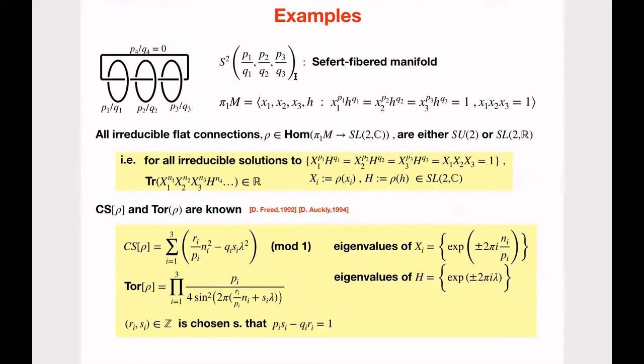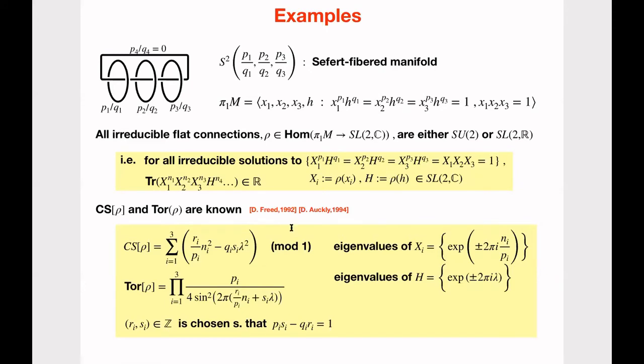As I mentioned, this three-fiber Seifert manifold satisfies this topological criterion, and all these manifolds give some topological field theories. One nice thing is that there is a very explicit formula for the Chern-Simons invariant, and the torsion invariant is known. So if you solve this homomorphism from the holonomy matrices, you can easily compute the Chern-Simons invariant of the flat connection and the adjoint torsion of this flat connection very explicitly using this known formula. So this example is very good, in the sense that this example satisfies the topological criterion, and there is a well-known formula to compute this basic topological invariant of the irreducible flat connections.